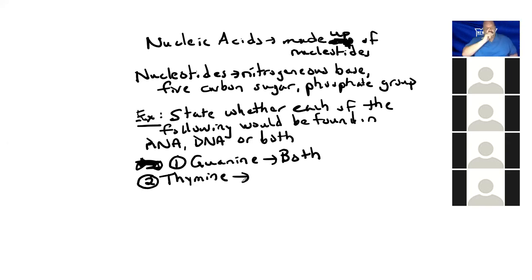Number 2. Thymine. Now, thymine is also a nitrogenous base, but it's actually one of those nitrogenous bases that's not common to both. So in which nucleic acid in the nucleotides that are found in them could you find thymine? Would they be found in nucleotides found in RNA or nucleotides found in DNA? Thymine is a potential nitrogenous base that would be found in DNA.